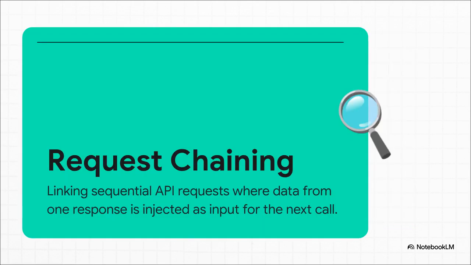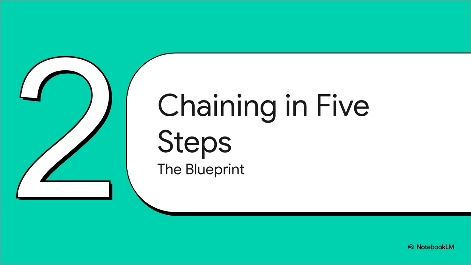So let's put a formal definition on it. Request chaining is simply the technique of linking your API requests together in a sequence. You take data from the response of one call and then you use it or inject it as an input for the very next call. It's literally the glue that holds your complex, multi-step scenarios together. Now, I know what you might be thinking. Okay, this sounds complicated, but trust me, it's way more straightforward than it sounds. Once you break it down, it's just a logical, repeatable pattern.